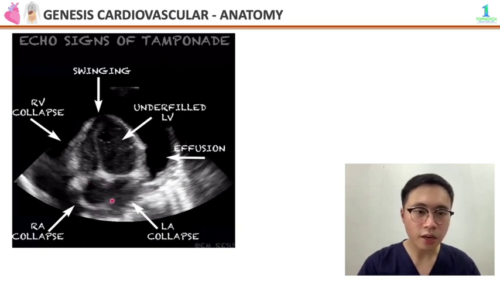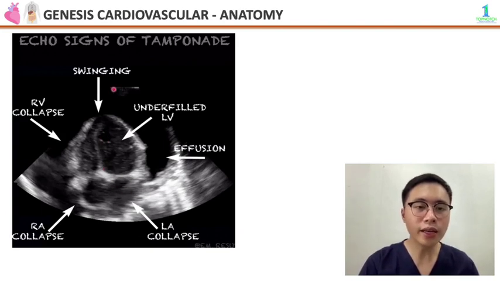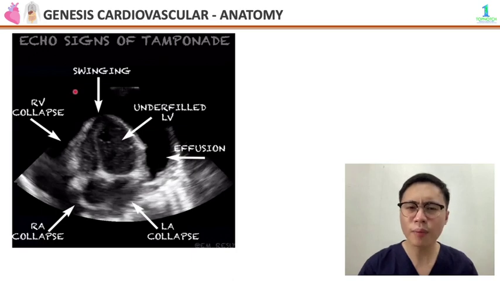This one over here, this is the right atrium. Above it would be the right ventricle. So guys, it looks like an inverted heart. On this side, you have the left ventricle, and on this side, you have the left atrium. Surrounding it, you have a black area. What could that black area be, guys?